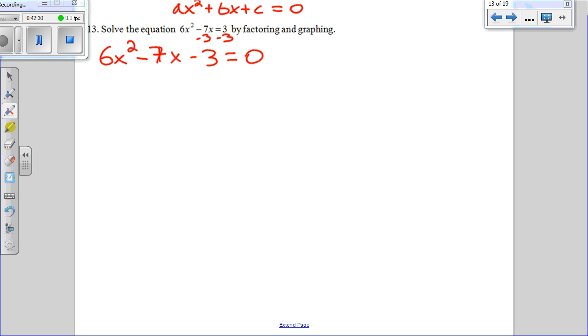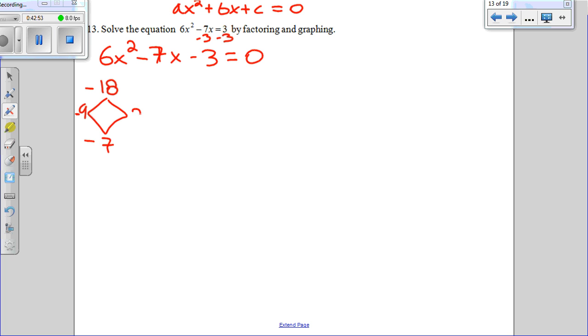To solve by factoring, you need to do diamond method. You're going to look for things that multiply to be negative 18 and add to be negative 7. It's negative 9 and positive 2. So you have 6x minus 9, 6x plus 2 equals 0. You know you can't have a 6 in both of those.